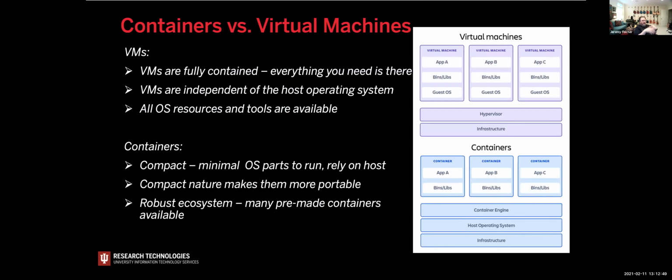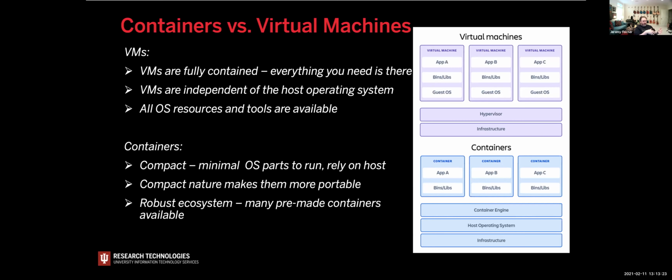So talking about containers versus virtual machines. Coming from a virtual machine resource like Jetstream, we're used to seeing VMs as completely self-contained things. They have everything. The operating system is there, all of the libraries are there. It's completely independent of the host. So the host can be a Microsoft hypervisor running Linux, or a Linux hypervisor running Windows if you're into that sort of thing. But basically the entire operating system is there, with all of the resources and tools you would get from the operating system, as opposed to containers.